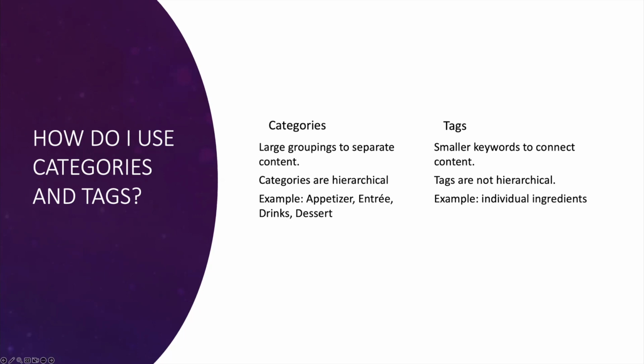So I put an example here. If you have a recipe site: appetizer, entree, drinks, dessert, like what course of the meal is it? With tags, you're connecting content. So these are smaller words that might be in multiple different categories, but people still need to be able to find them. Tags are not hierarchical. You can think of them in a cloud or a mind map. On a recipe site, maybe your individual ingredients. Now, I gave a couple of examples here, but you can also imagine other examples.